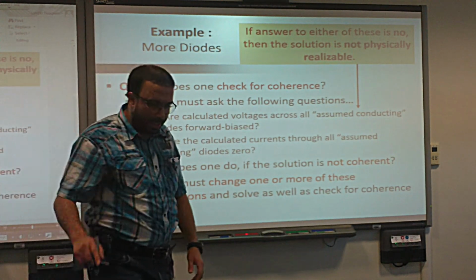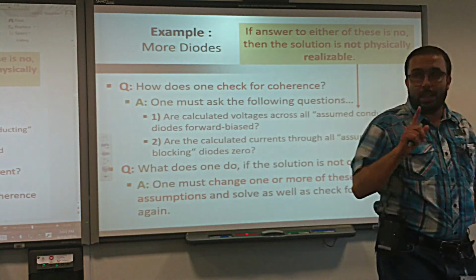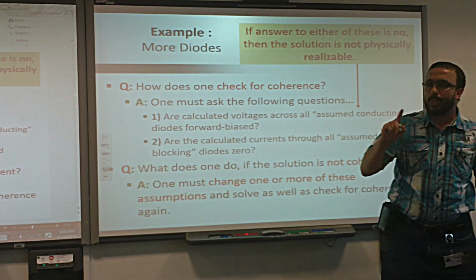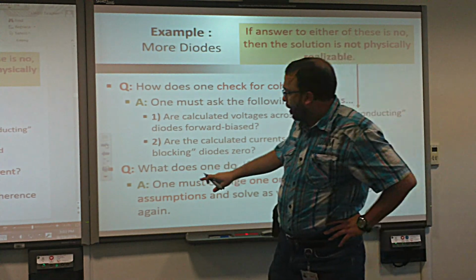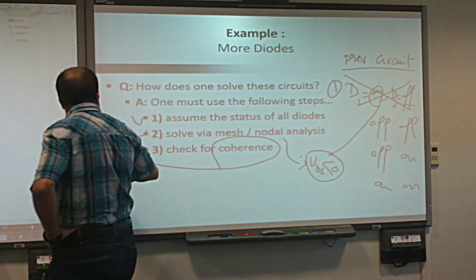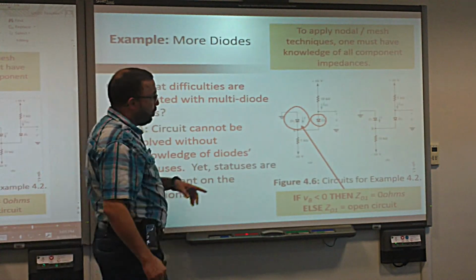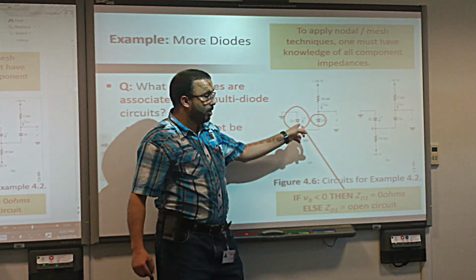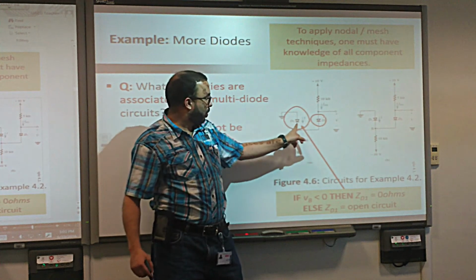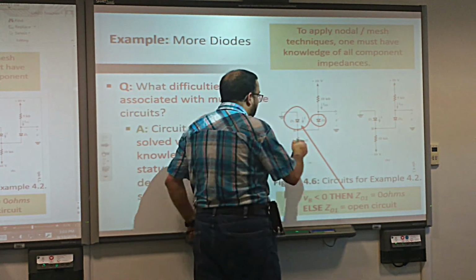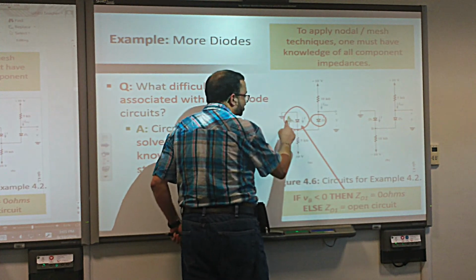Also, there is another condition here. Not only do we check the voltages, we also check the currents. Meaning, before I jump there, if we assume, for example, that D1 is on, and then we find that the current is going this way.